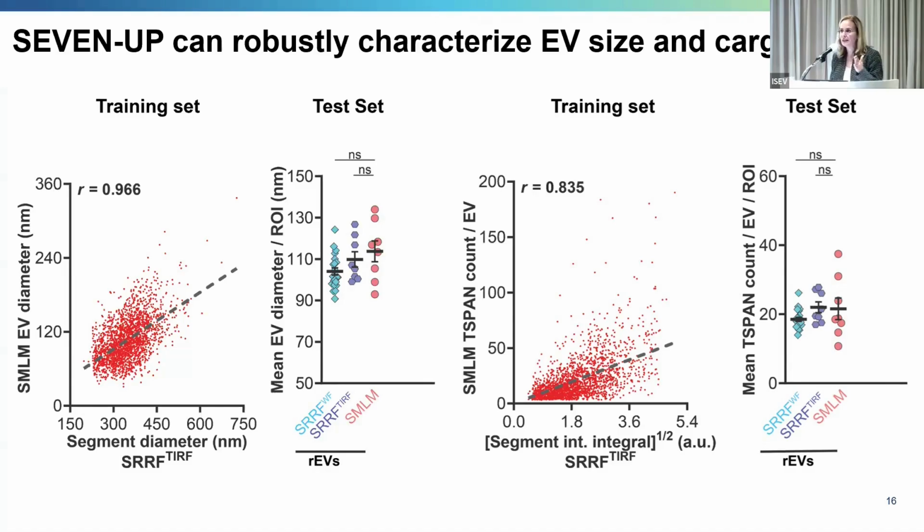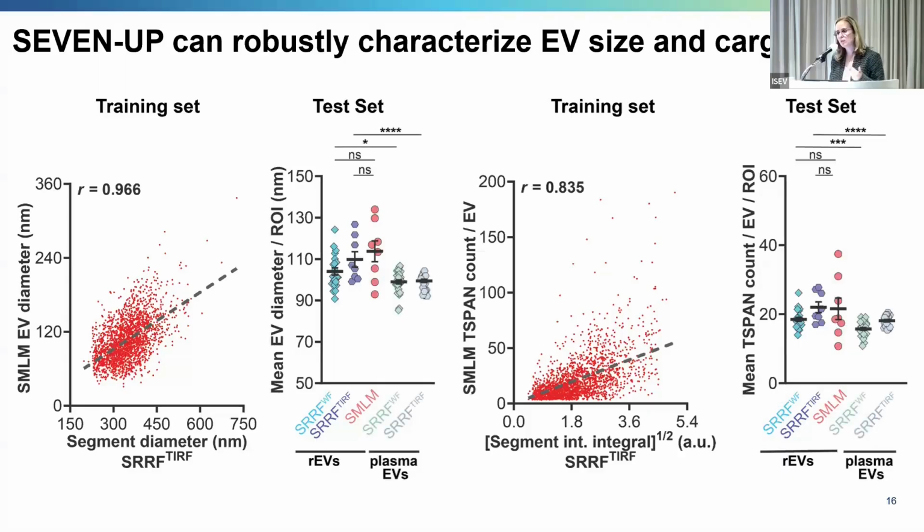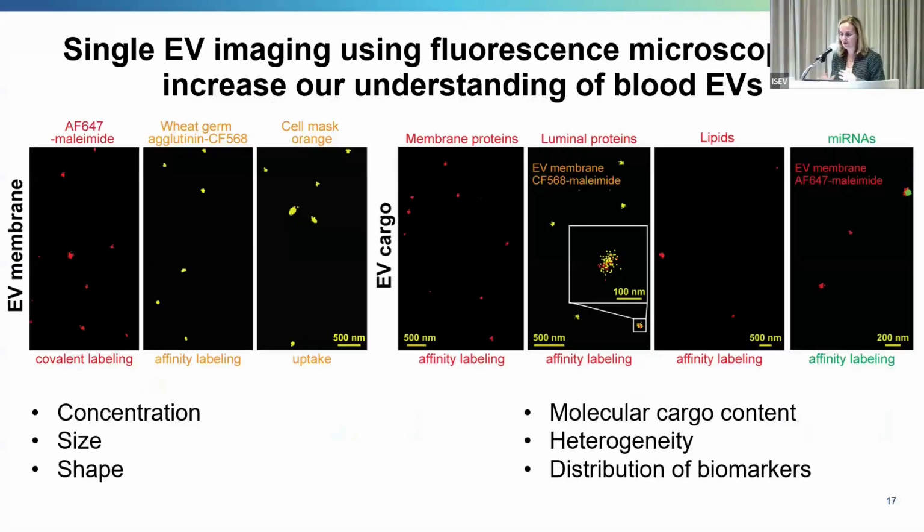But can we distinguish between two different types of EVs? And indeed we can. These are plasma EVs that I just showed you, and they're slightly smaller than these recombinant EVs, and indeed we see them as slightly smaller than recombinant EVs. So this was really exciting, and we really look forward to making this further for use of others.